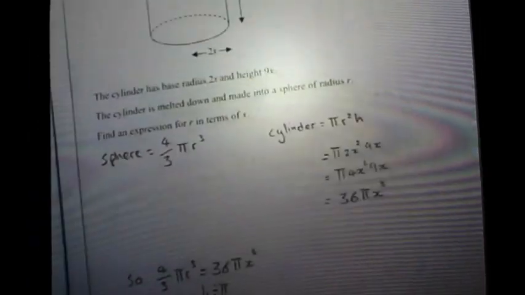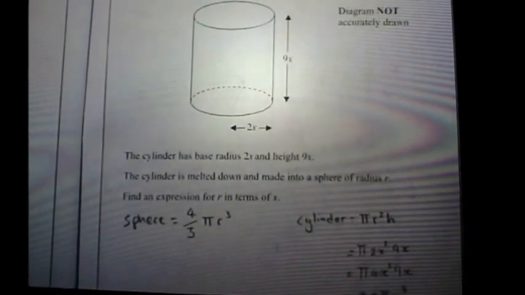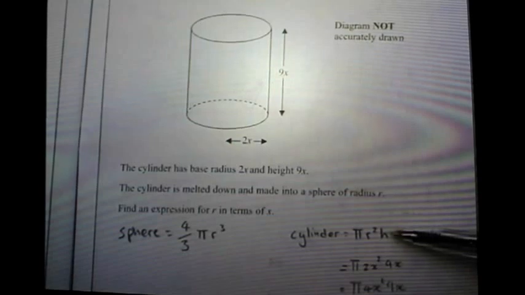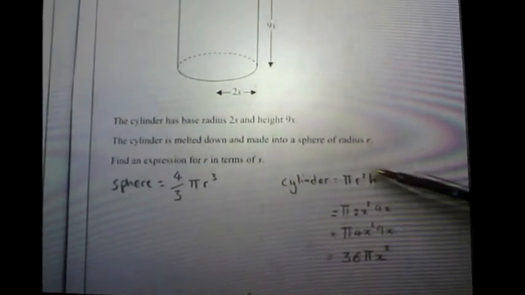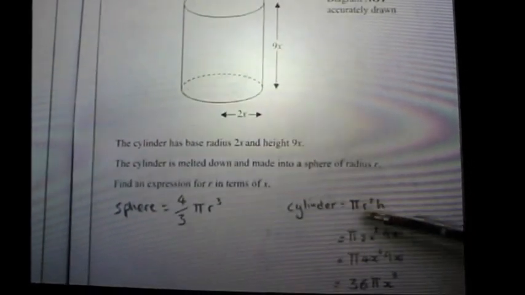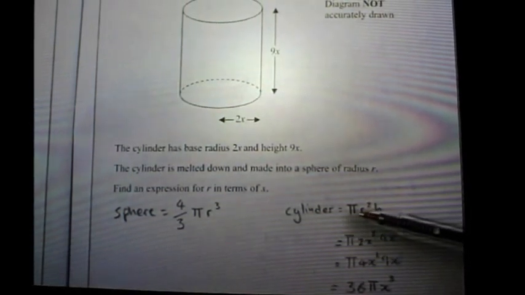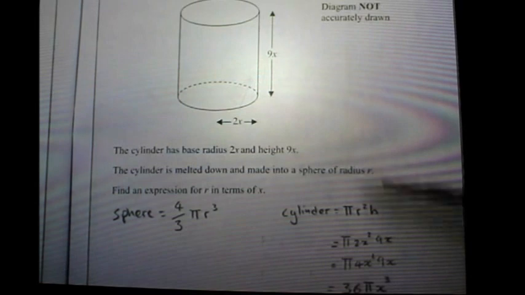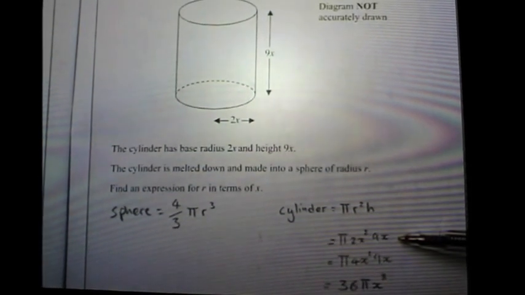First thing you need to know, the formula for the volume of a sphere is on the front of your exam paper, so get that copied down. The one for the volume of a cylinder isn't, but to be fair, you've got to know that it's the area of the cross section times the height, so pi r squared times the height. So the volume of a cylinder is pi times the radius squared times the height. So it's pi times, the radius is 2x, so it's 2x squared times the height, so that's 9x.